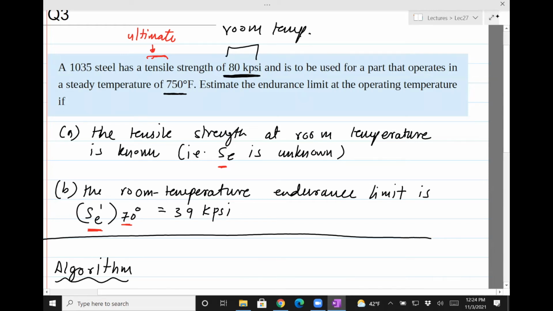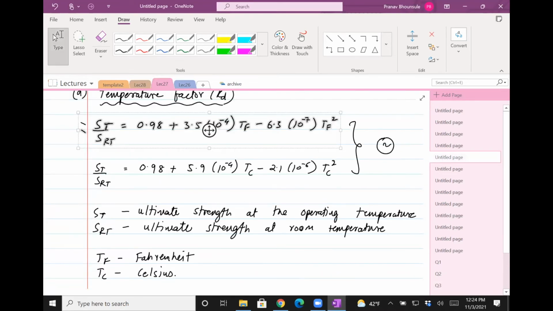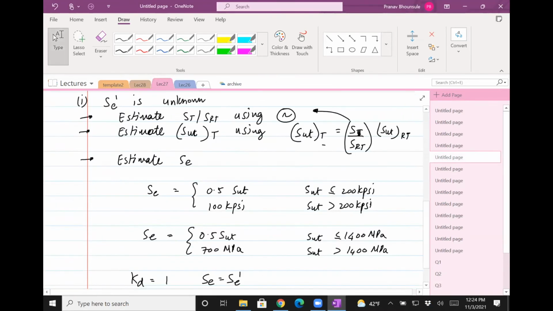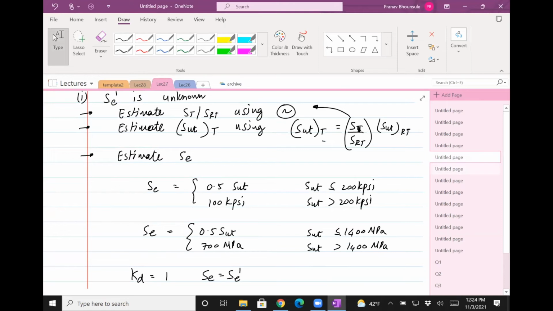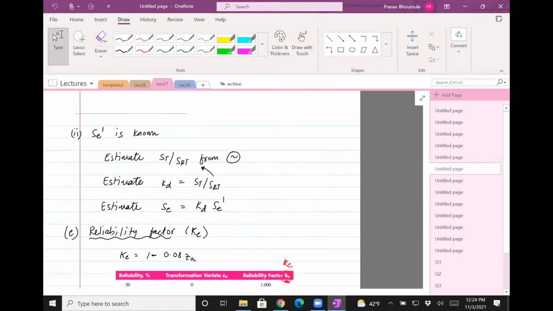But before we do that, let's see what we know about the empirical tests on this. So if you go and check the test, here this is unknown. This is the part where it's known. So what if you know SE prime? If SE prime is known, then follow this procedure. And so let me just copy this.